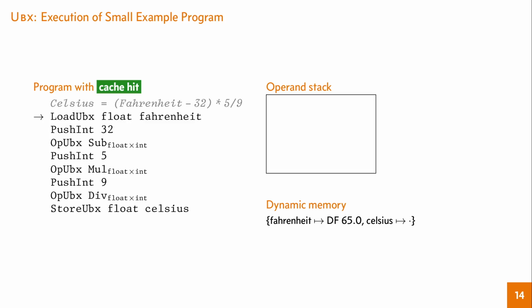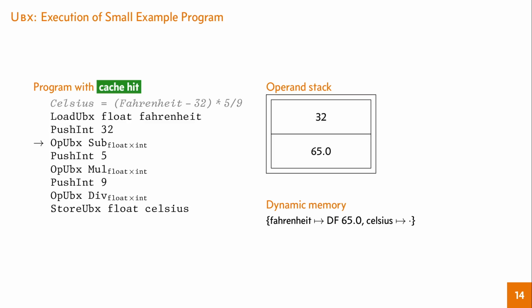Let's see what this looks like for our Fahrenheit to Celsius converter. This optimized version of the program expects to load a floating point number from memory. When executing the load instruction, the dynamic value has the expected type and represents a cache hit. The machine native number 65 is unboxed and pushed onto the stack. That is, without a def constructor. The next instruction pushes an integer.